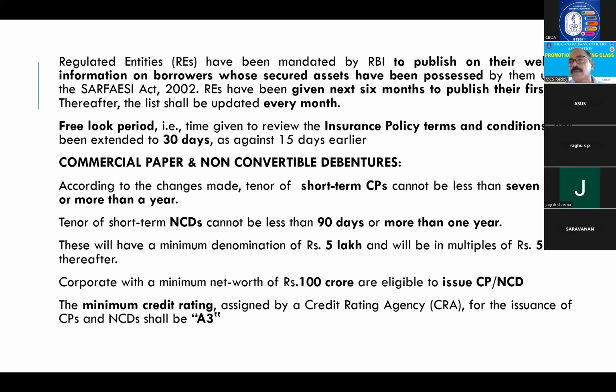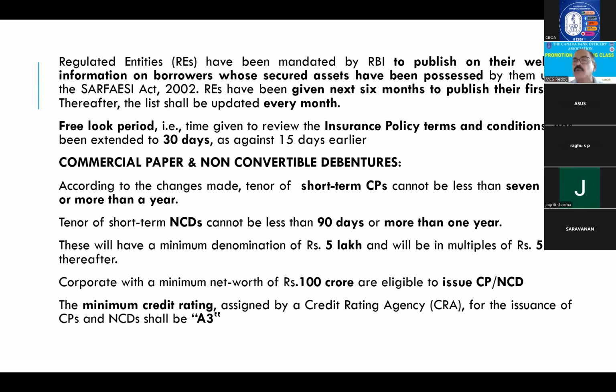And the non-convertible debentures are nothing but bonds, like your share certificate, but it is not a share. Just like bonds, it will give a fixed rate of return. Non-convertible, that is why debentures. So what is the tenure? CP is whole term only, minimum 7 days and maximum 1 year. Here also same, and the minimum investment is 5 lakhs, in multiples of 5 lakhs. Commercial paper is whole term, now also same. But NCDs, non-convertible debentures, minimum 90 days, maximum 1 year.